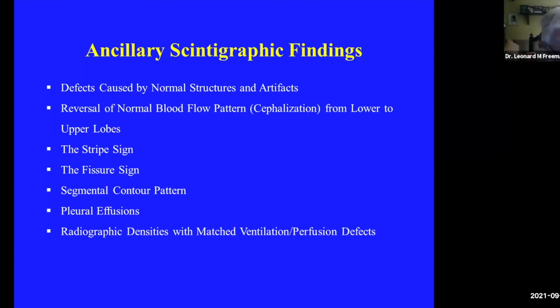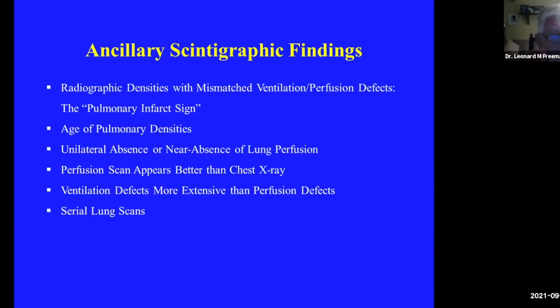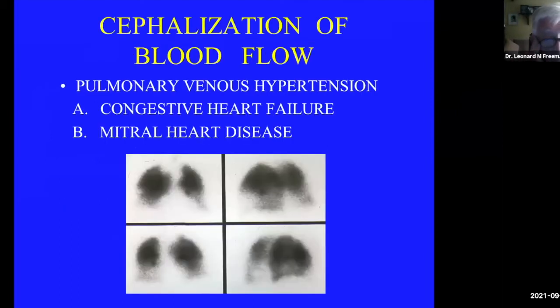The stripe sign, fissure sign, I'm going to go through some of these different findings for you. These are also additional findings that can help you make a diagnosis. Stripe sign, fissure sign, segmental contours, pleural effusions, radiographic densities with mismatched ventilation. I'm going to show you a bunch of these different things as we go along, but these are all ancillary findings that help you make a diagnosis. Okay.